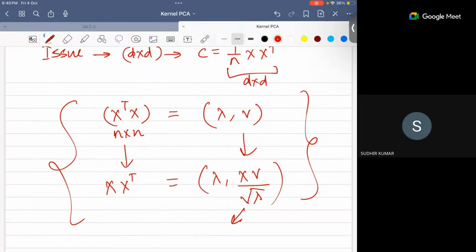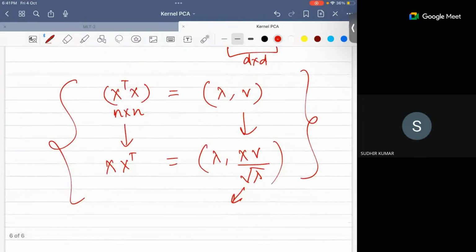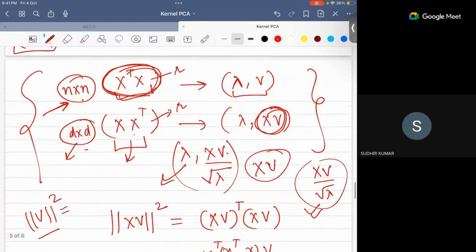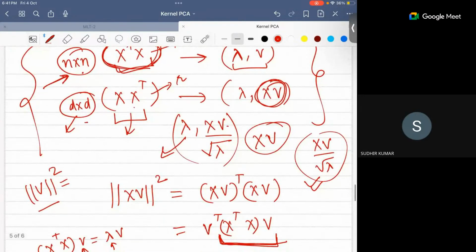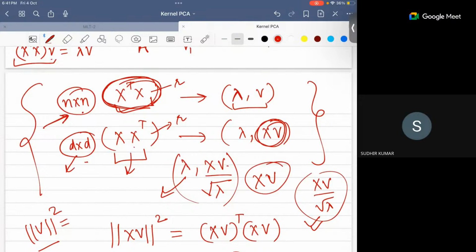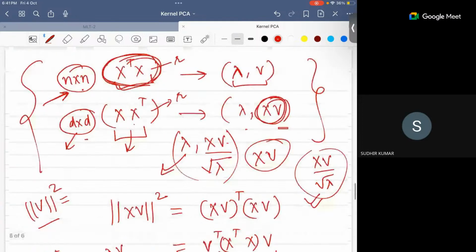Yes, sir. But I do not get how the above statement is written, how this eigenpair for x x transpose, lambda and xv, is obtained. How is it converted? From x transpose x, we have taken lambda and v as the eigenpair. How did we come from lambda v to lambda xv? Yes, sir, that part is clear.